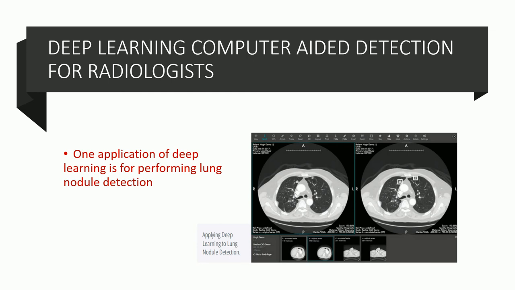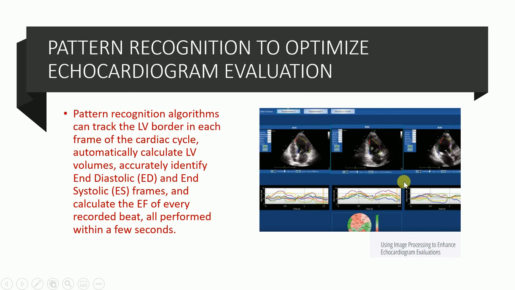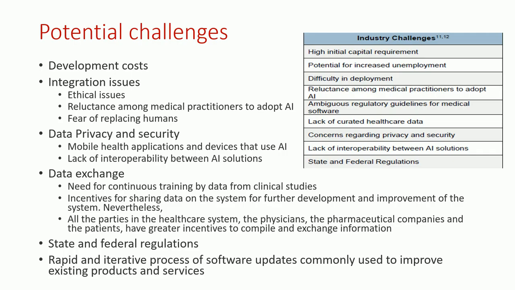So we can see how deep learning can be used to identify these two different areas where there is an issue with the people's lungs, right? And pattern recognition to optimize echocardiogram evaluation. So this is one more research area we can work in, to look for pattern recognition in these echocardiograms. This is also a very prominent research area nowadays in the field of medical imaging. And so we can skip this.